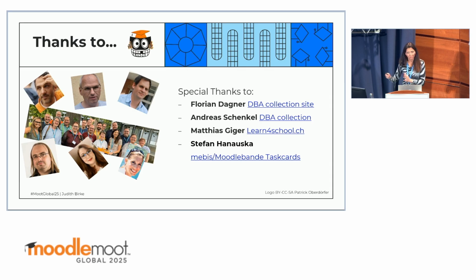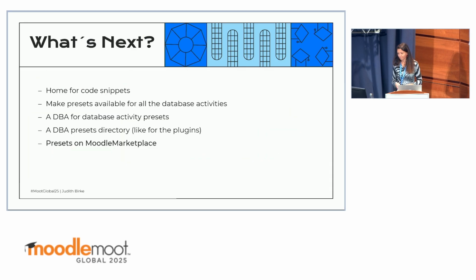Now, what's maybe the next step? Well, I'm trying to find a home, a way of collecting these code snippets. I have a lot more presets than I've shown you. It's about 40 now or something. And, well, I'll have to find a way how I can get that organized.